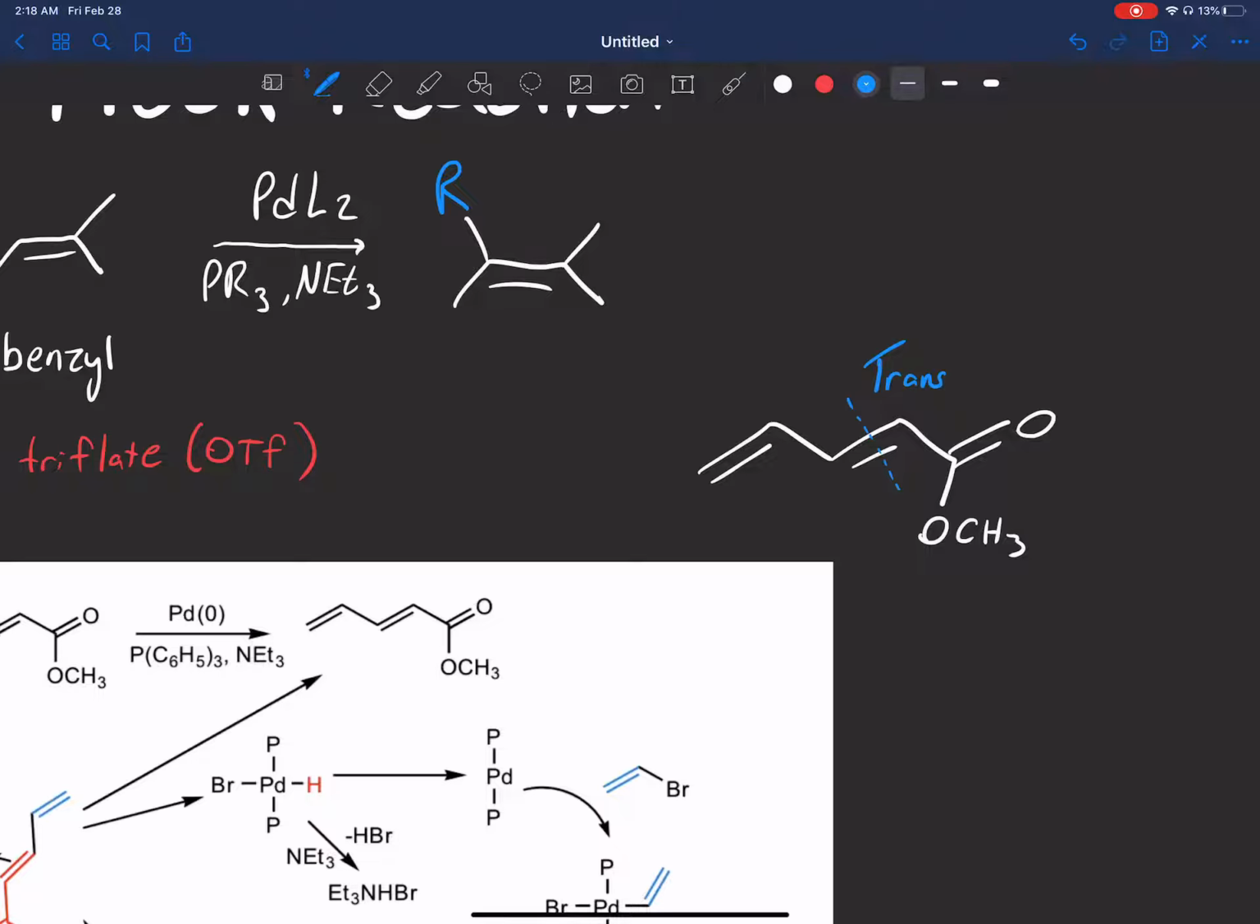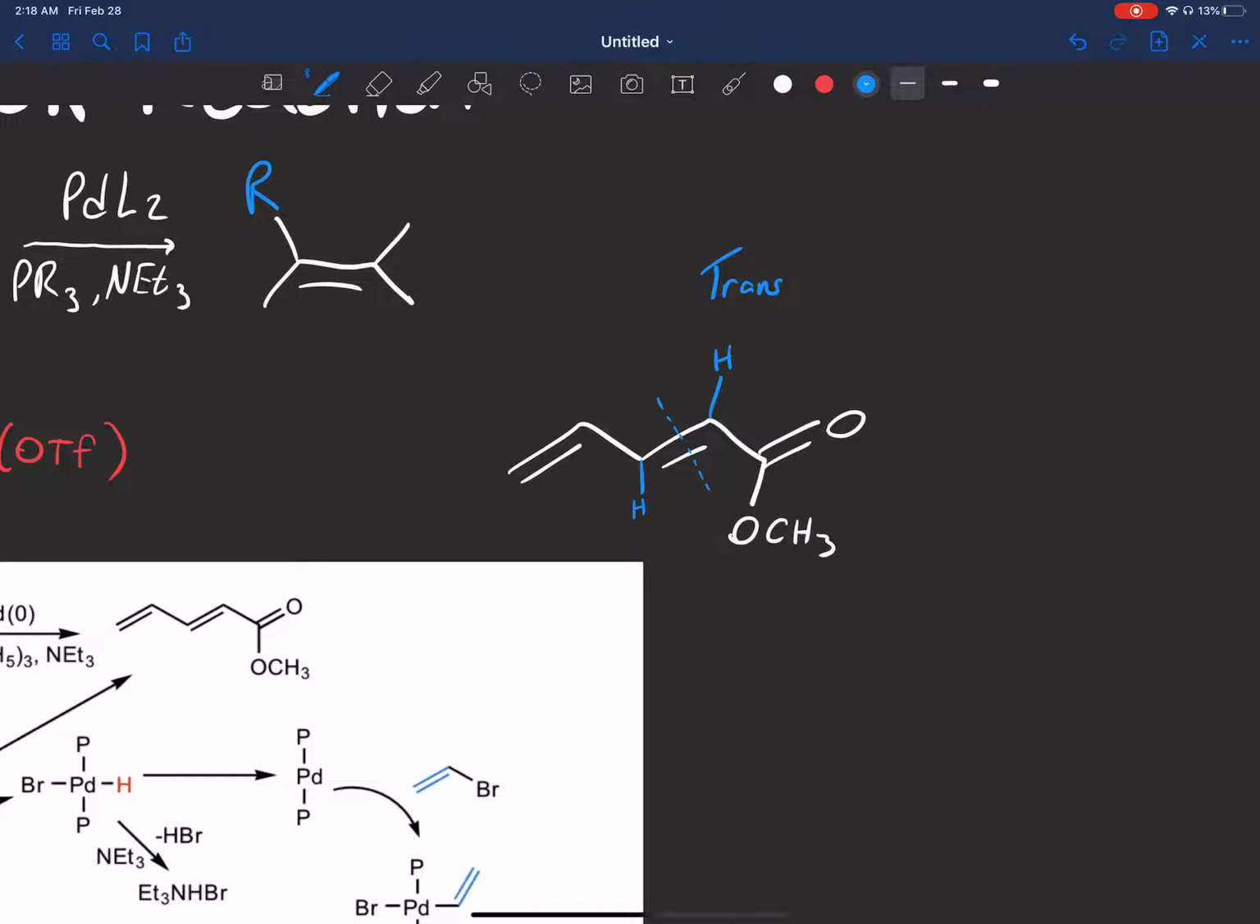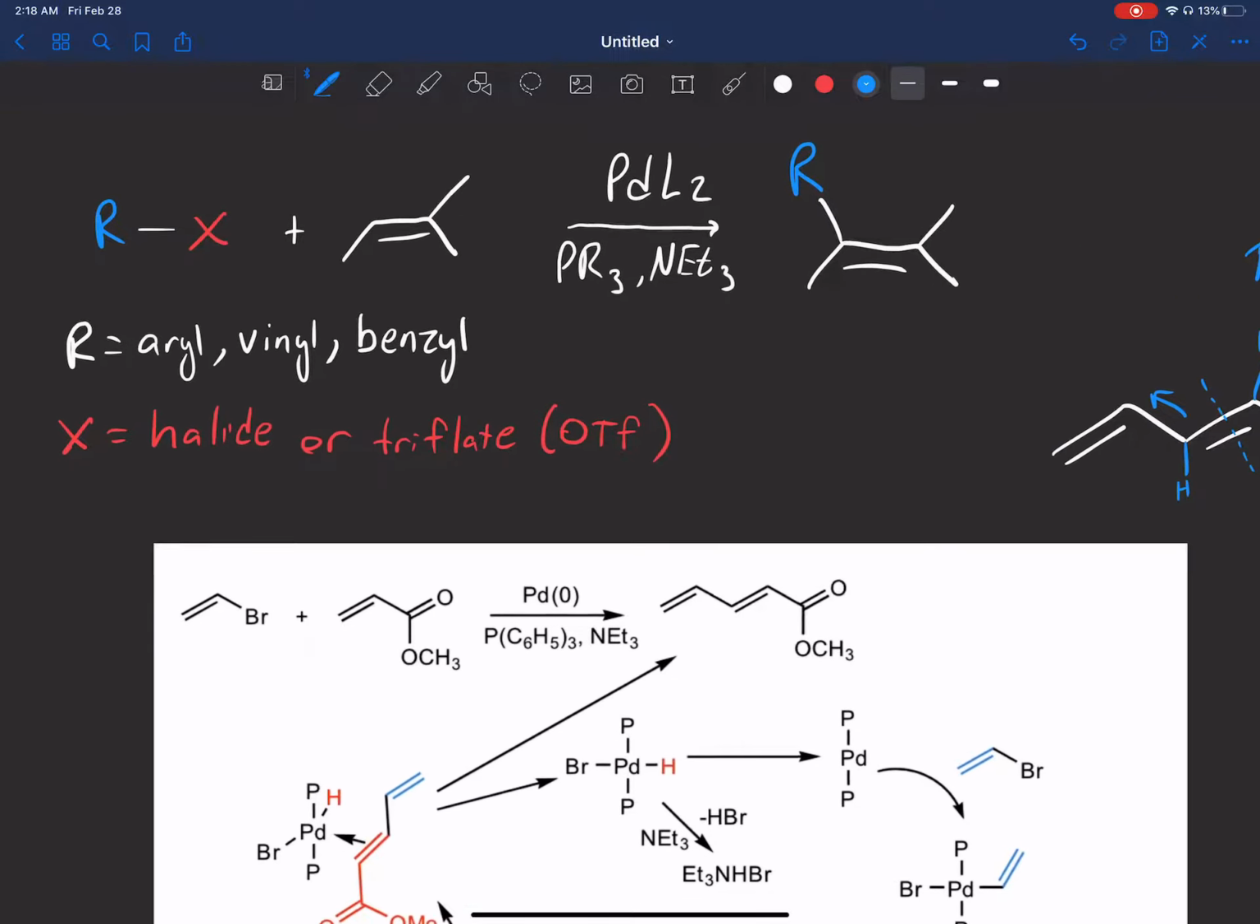If I split the double bond in half, you can see that over here I have an H. Let's move this over. I have an H over here. And so the highest priority group on the right side is going to be the carbonyl, which is pointed downward. My highest priority group on the left side is this carbon chain that's coming upwards. And so those arrows are pointing on opposite sides. Therefore, it's trans, all right?